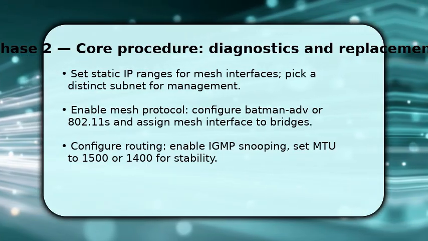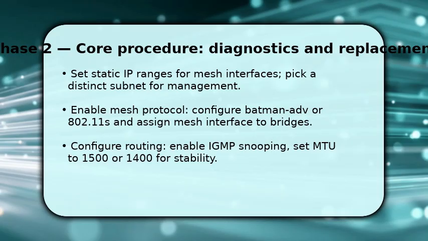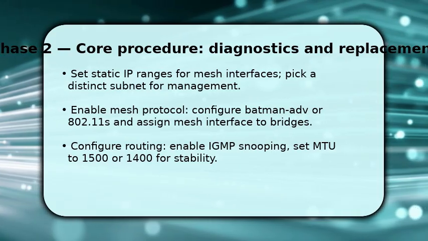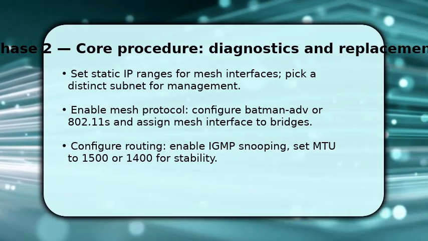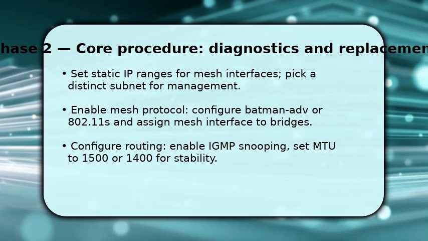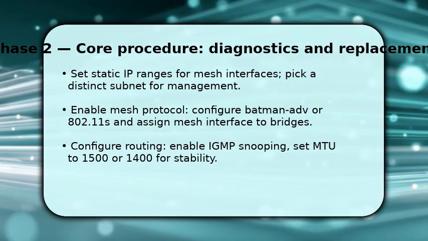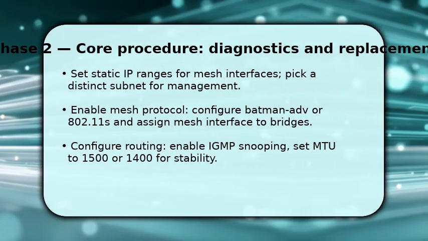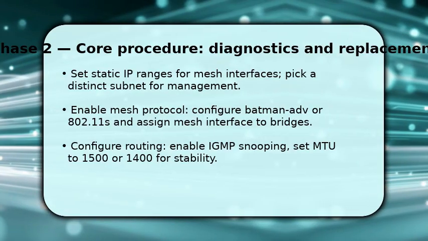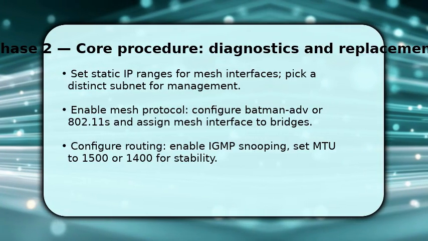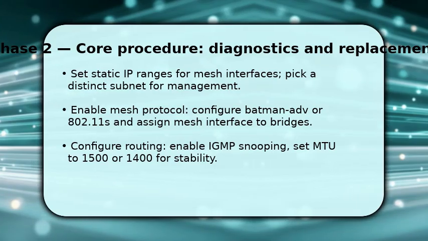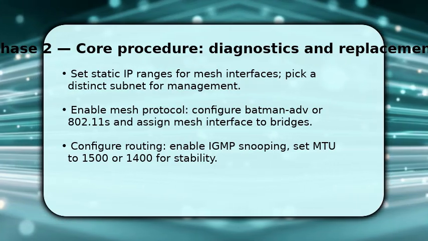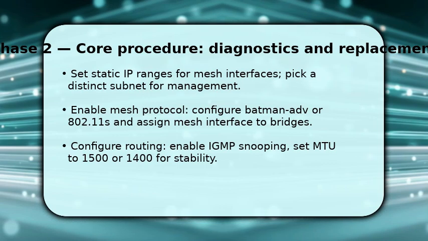Make sure to assign static IPs or predictable DHCP leases on the mesh subnet so you can reach each node easily. Once the mesh links form, bridge wireless and wired backhaul where needed, and adjust MTU to 1500 or 1400 depending on encapsulation. Also, enable IGMP snooping and avoid double NAT by planning your gateway routing carefully.